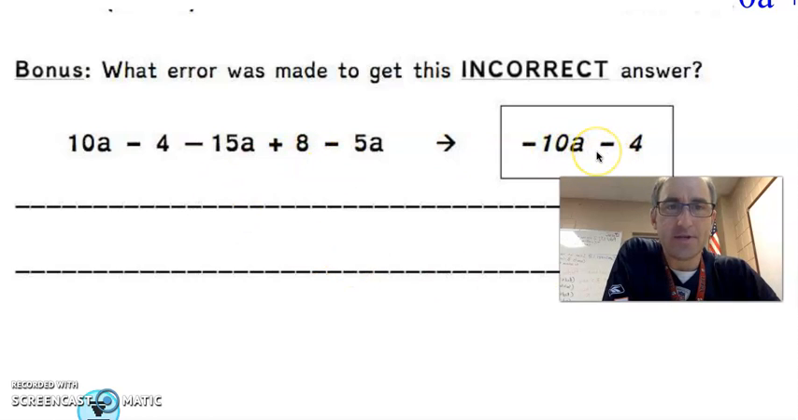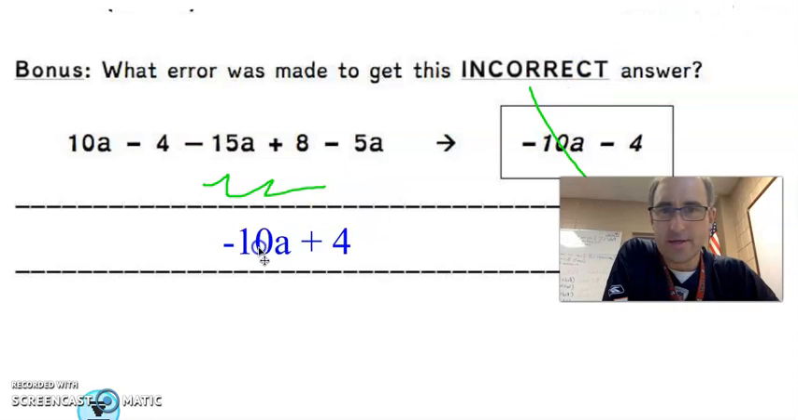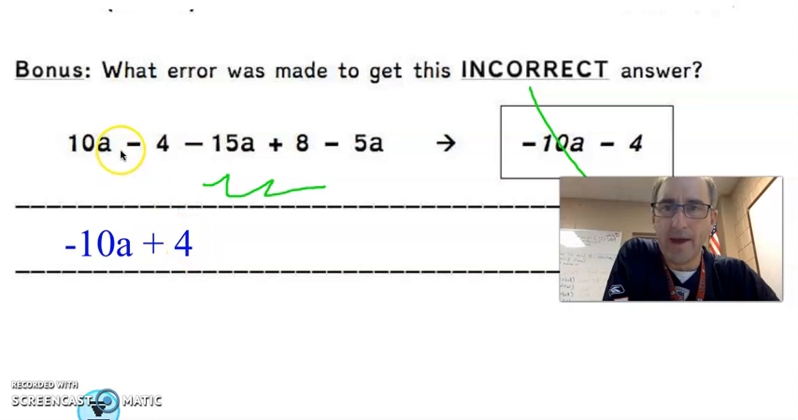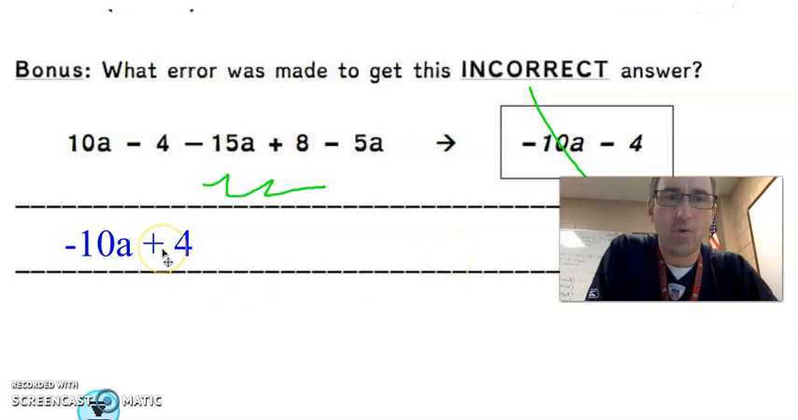This answer is incorrect. So we're going to cross this out, and we're going to rework this ourselves. Whatever I get as an answer, I'm going to write on this line. I got something like 10a plus 4, and then I'm going to go back and see where they might have made their error, and I'm going to explain that here. But at minimum, we're going to write what the correct answer is. We know that this one is wrong.